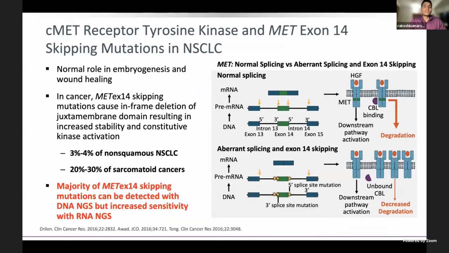c-MET receptor tyrosine kinase mutation and MET exon 14 skipping mutation. So it is present in approximately 3 to 4% of non-squamous NSCLC and 20 to 30% of the sarcomatoid variant. And majority of the mutation can be detected with DNA NGS, but RNA NGS has more sensitivity for this kind of mutation, and it should be reconfirmed with RNA-based NGS.